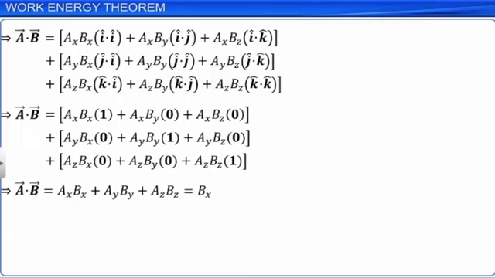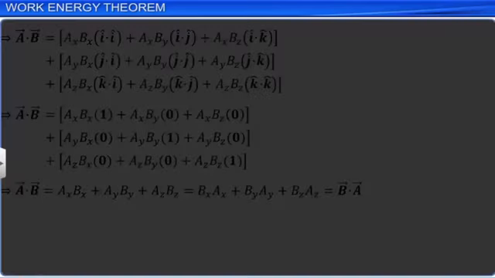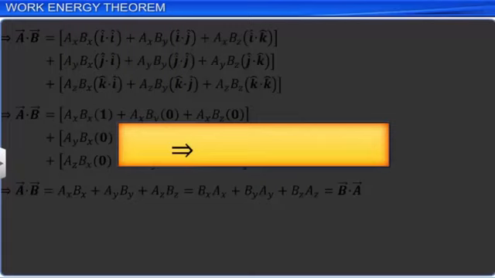It is also equal to BX AX plus BY AY plus BZ AZ, which is equal to B dot A. As the dot product is commutative, A dot B equals B dot A.